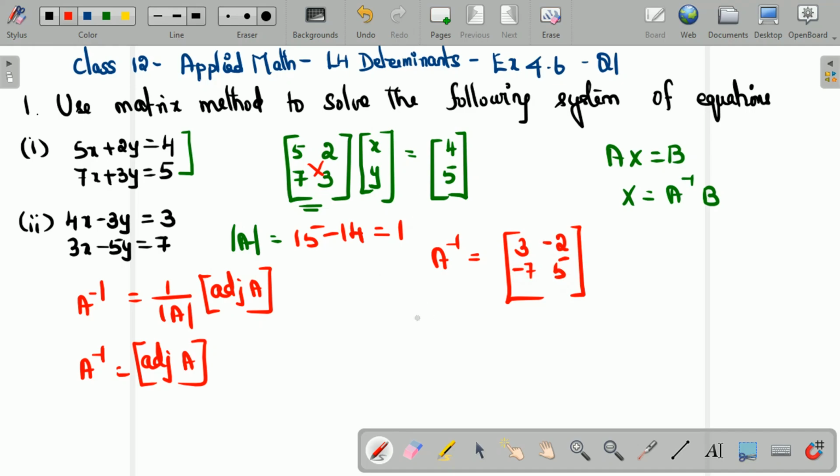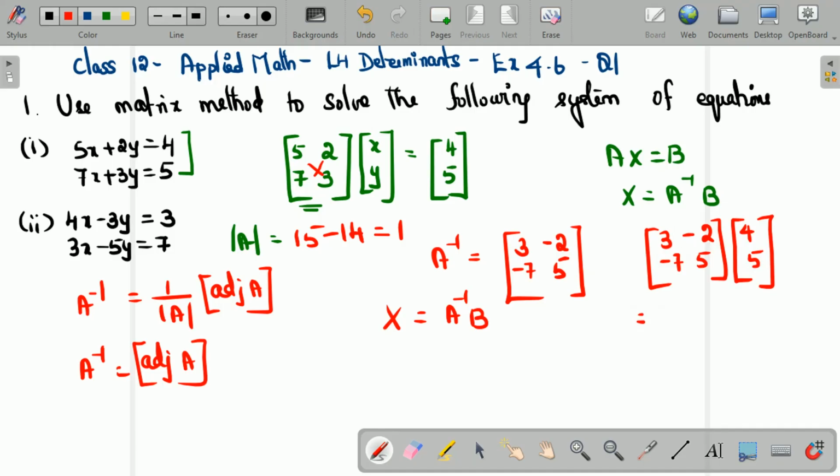Now let's compute the X matrix. X matrix is nothing but A inverse B. So which is going to be 3, minus 2, minus 7, 5 multiplied with the matrix 4, 5. Let's evaluate that. This is going to be 3 into 4 is 12 plus 5 into minus 2, so it is minus 10. This is going to be minus 28 plus 25. So this is the resultant matrix.